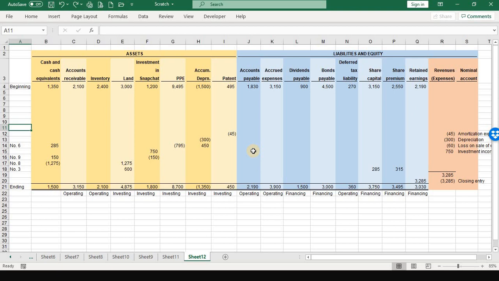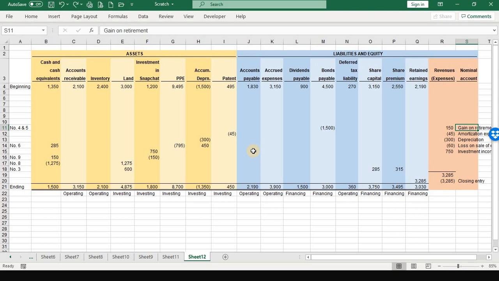So the entry for number 4 and number 5, which is the retirement of bond, we have to debit bonds payable at face value, which is 1,500 pesos. Then credit gain on retirement for 150 pesos. And of course, the carrying amount is 1,500, which is also at face value, because there is no bond premium or bond discount.